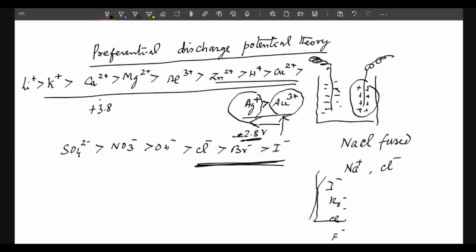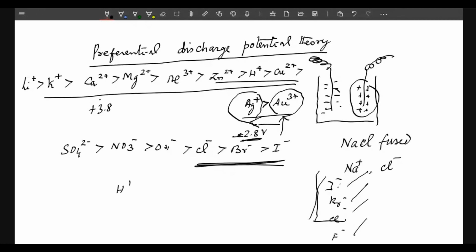Here I have not mentioned fluoride. Its oxidation potential is very, very high. Therefore, the least oxidation potential is easily this one. Keep it in mind, but I think no question will be asked. But questions will be asked in the JAM NEET examination or JAM, not for the CSIR examination. Okay, this is the preferential discharge potential theory.